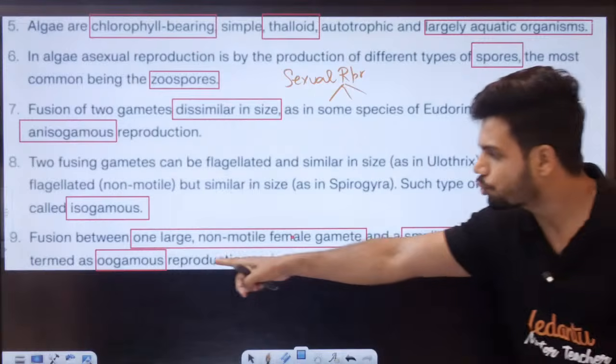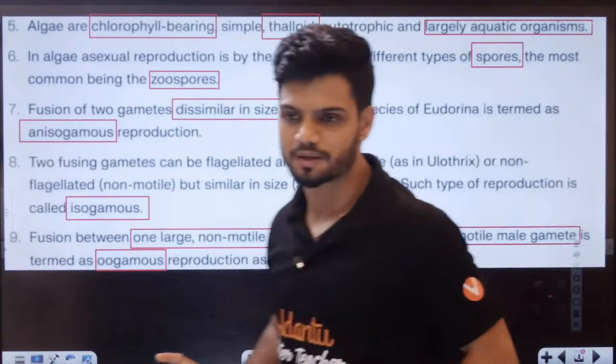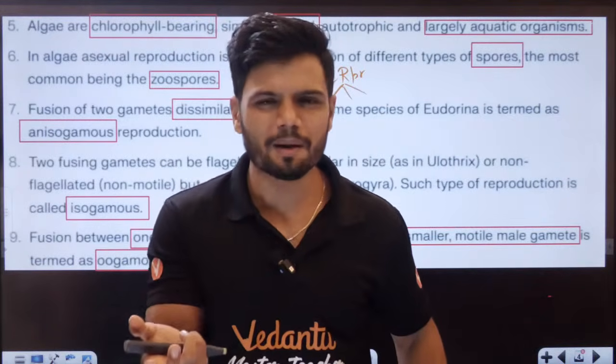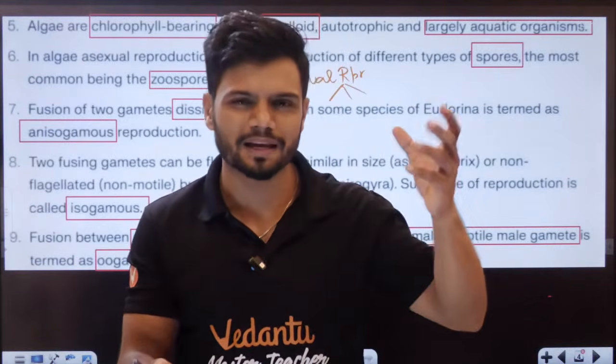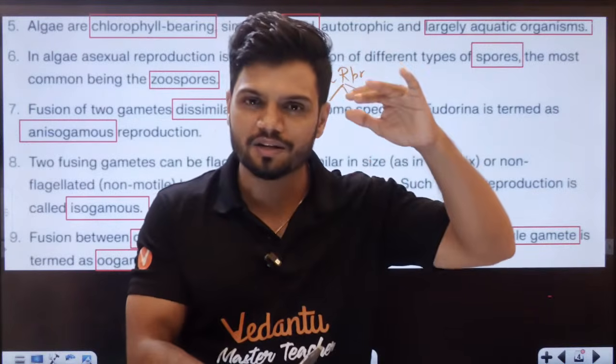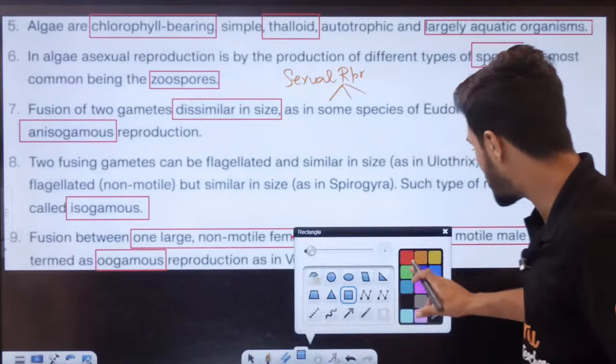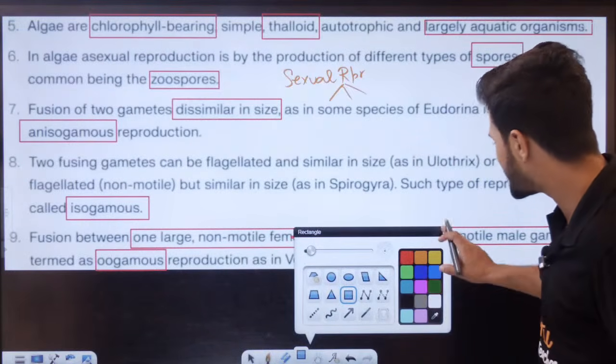That is called the oogamous type. So in the oogamous type, students, just like in humans, the male gamete is a very tiny sperm and the egg is very large, the same concept. Examples are very important here, students.